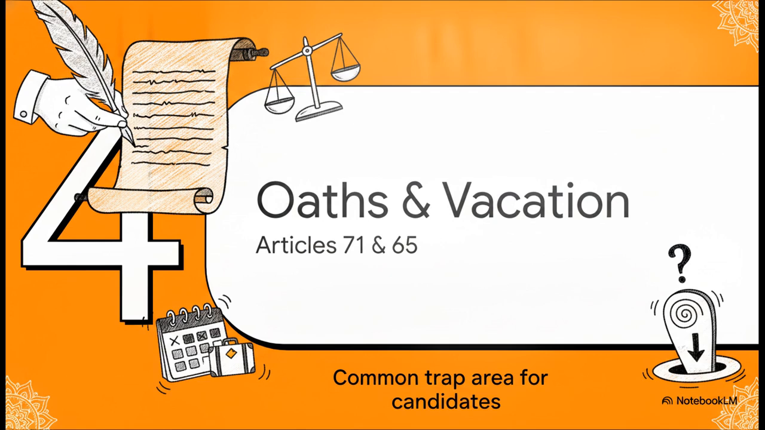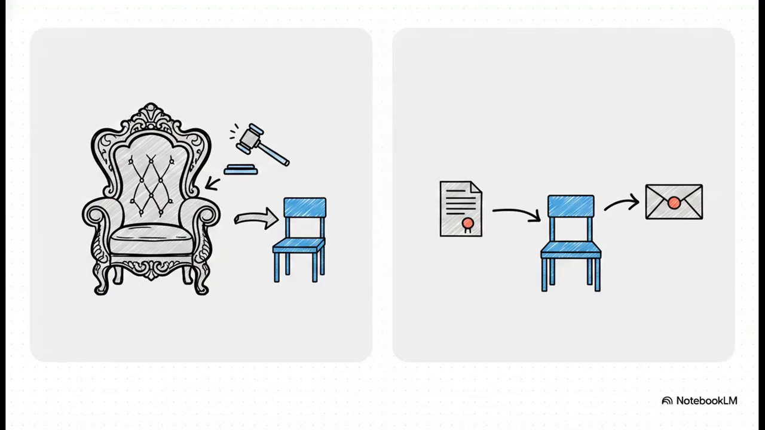Let's look at the mechanics of entering and leaving these offices, because this is trap city for candidates. You'll want to memorize this comparative breakdown. Under Article 71, the President takes their oath before the Chief Justice, but if they resign under Article 65, they hand that resignation to the Vice President.